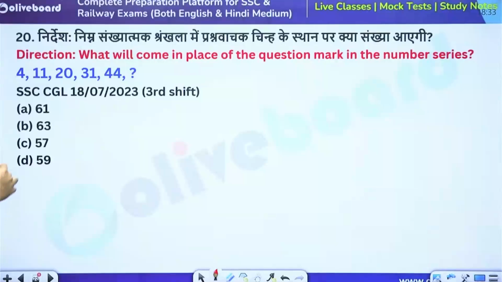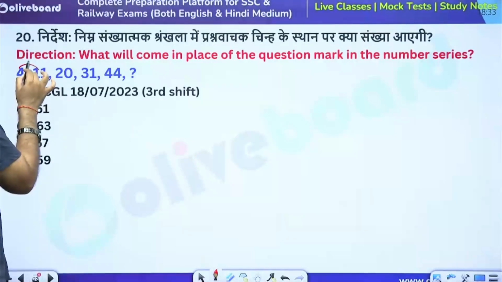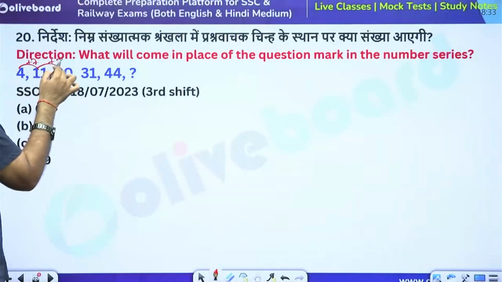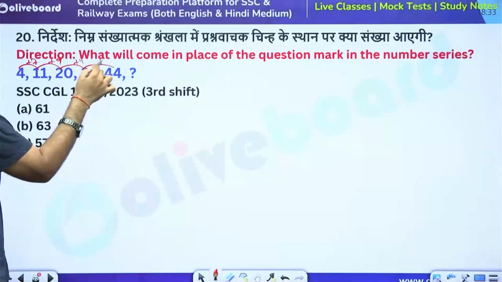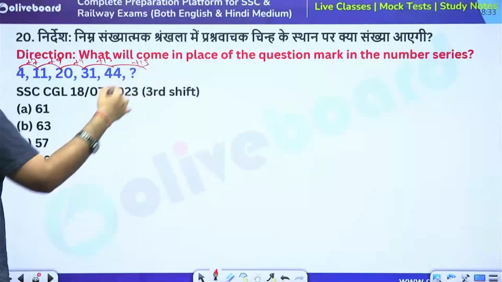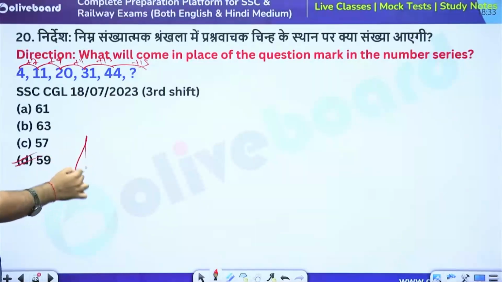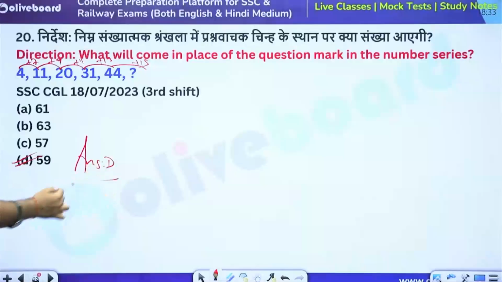Okay, so this is again 7, 9, 11, 13. Next one is 15. That is 59. Option D is the correct answer. Next.